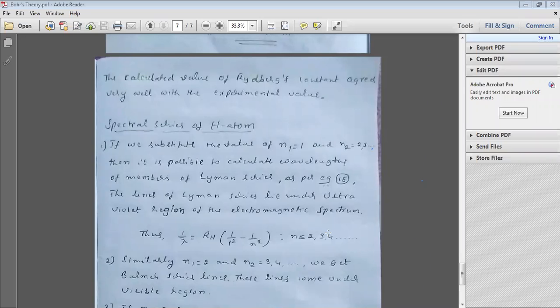Okay? And if you substitute n is equal to infinity, can you say what you are going to get? Can somebody say? Along with 2, 3, 4, n is equal to infinity is also possible. What am I going to get if I substitute n is equal to infinity here in this expression?